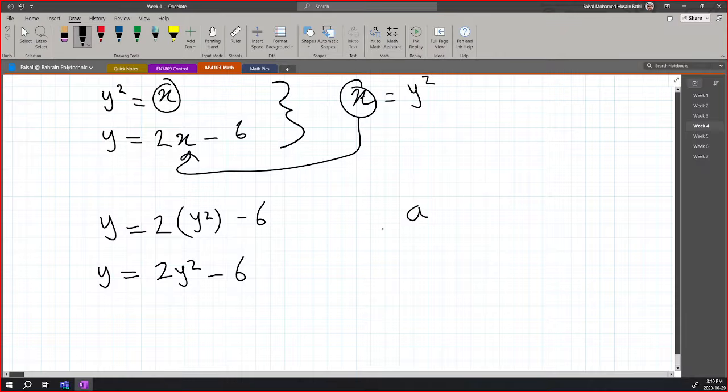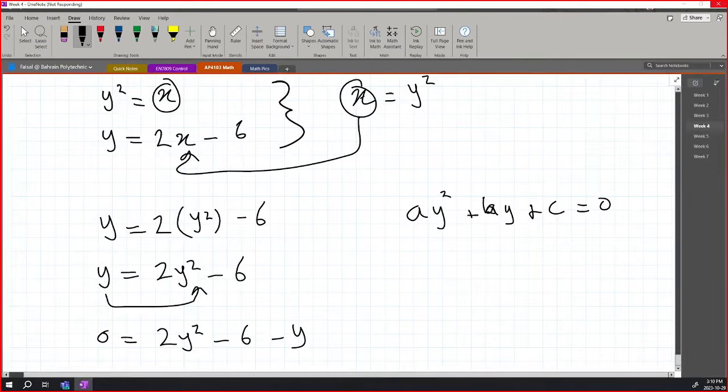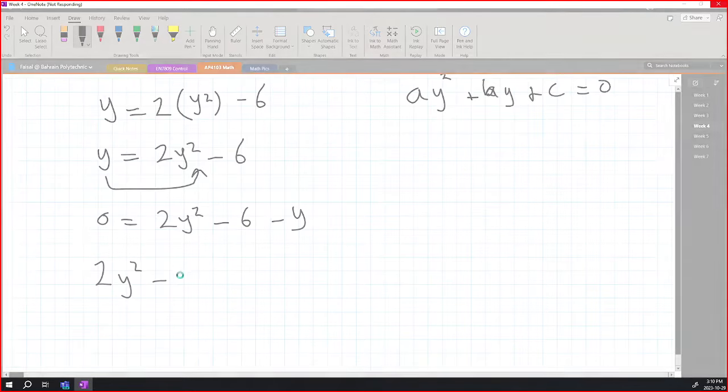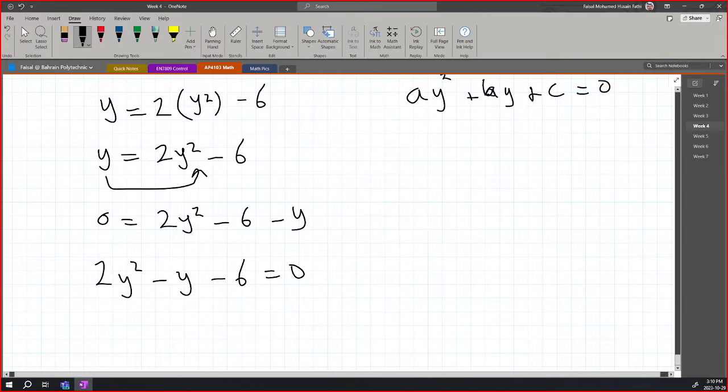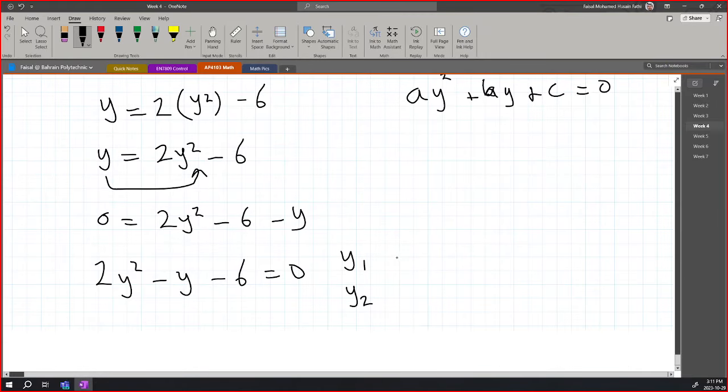Put it in the quadratic form. In this case, instead of x, it is ay squared plus by plus c is equal to 0. We just put it in this form. Moving the y to this side, it becomes 0 is equal to 2y squared minus 6 minus y. Then we just rearrange the equation a bit: 2y squared minus y minus 6 is equal to 0, and done. Now you solve, find y1 and y2, substitute in any of these equations to find x1 and x2. Makes sense, Abdullah? Simple, no?